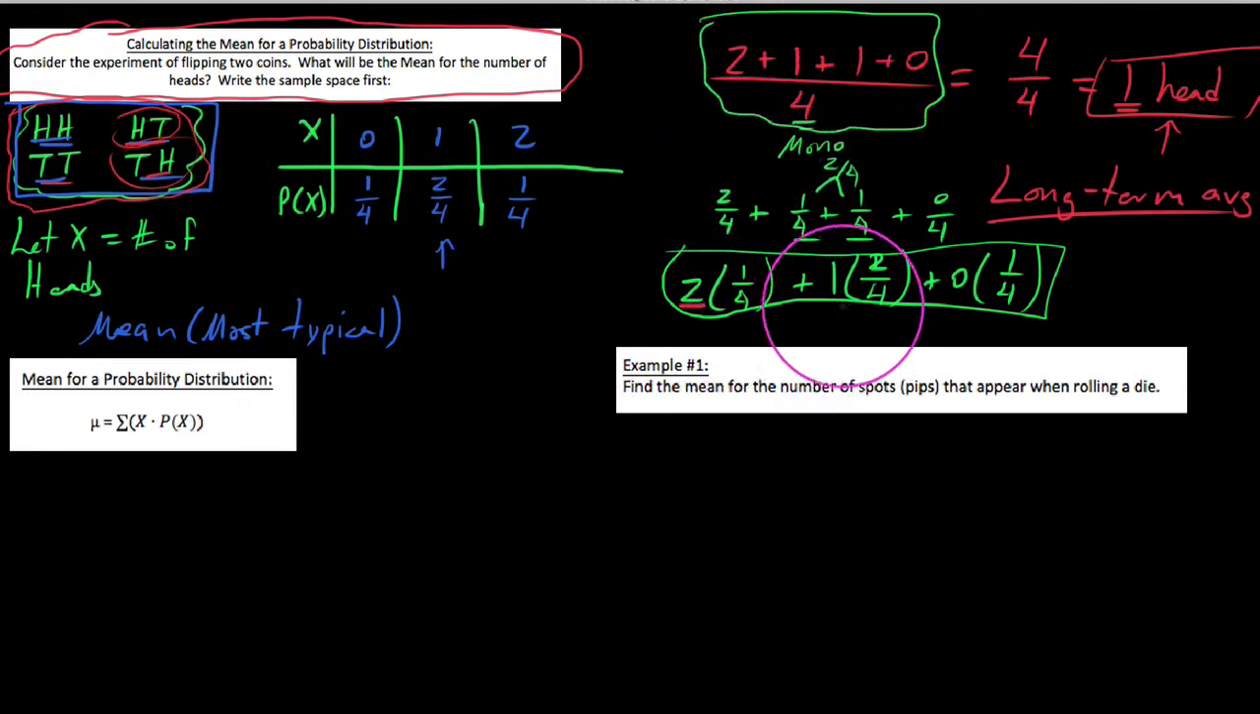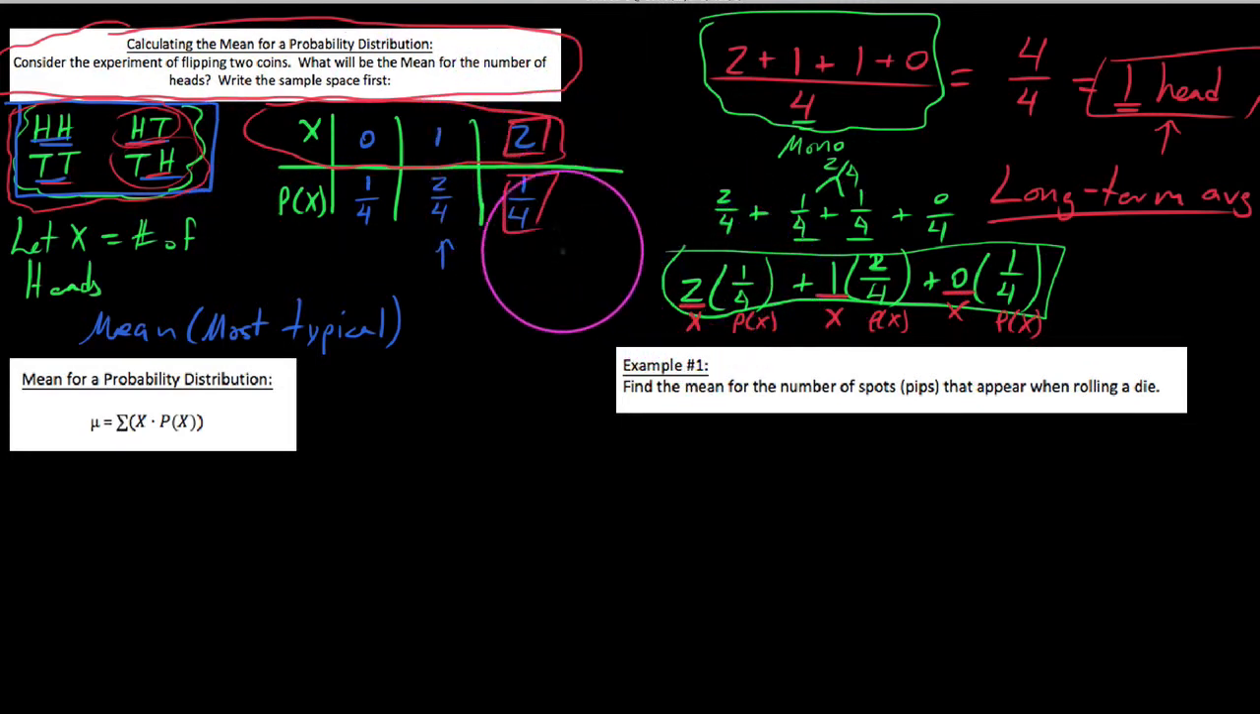I want you to notice that these 3 values happen to be the x values, or the different possible things that could have occurred in our probability distribution. And these values here are our probability values. Probability, probability, probability. So basically what we had done was this. We took 2 times 1/4, because we get 2 heads 1/4 of the time. So we would multiply these together, and we get 2/4.